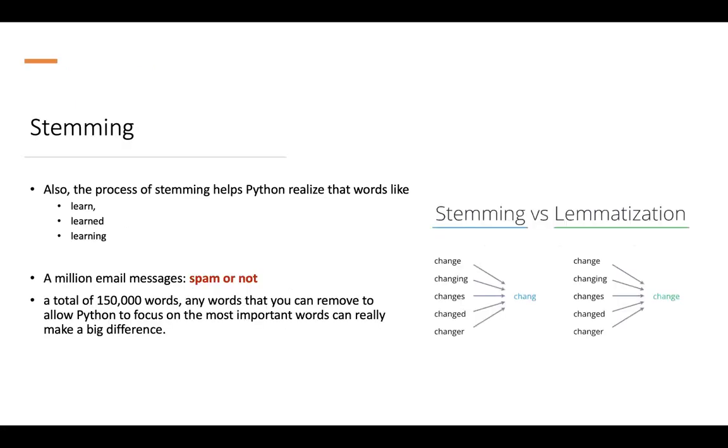Also, the process of stemming helps Python realize that words like learn, learned, and learning all have basically the same semantic meaning. You may not think this is a big deal, and in a small sample, it's really not. But when you all of a sudden have a million email messages that you're trying to filter out based on spam or not, and you have a total of 150,000 words, any words that you can remove to allow Python to focus on the most important words can really make a big difference.